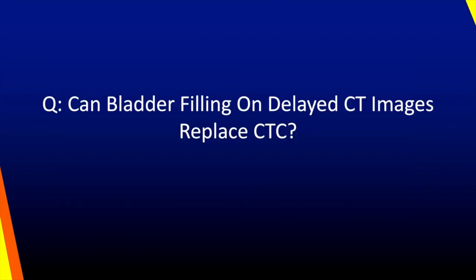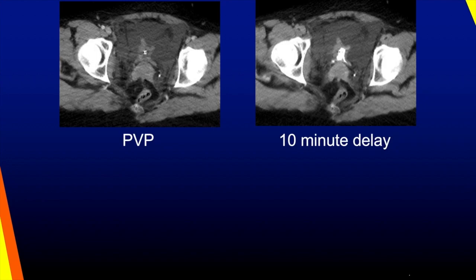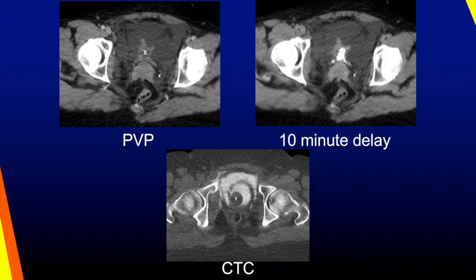At this point, you might ask, can bladder filling on delayed CT images replace a CT cystogram? Let's take a look at a few cases, and here we see on the portal venous phase and 10-minute delayed phase images, there's no evidence of bladder extravasation. But when we do a CT cystogram, we clearly see an extraperitoneal bladder rupture.